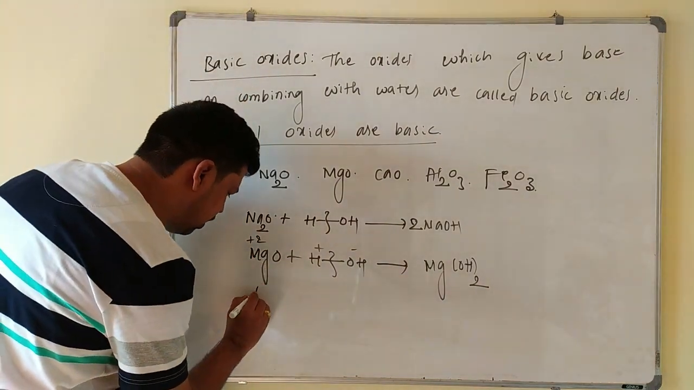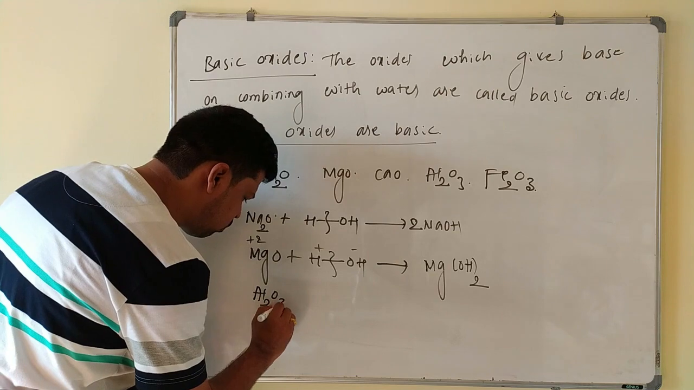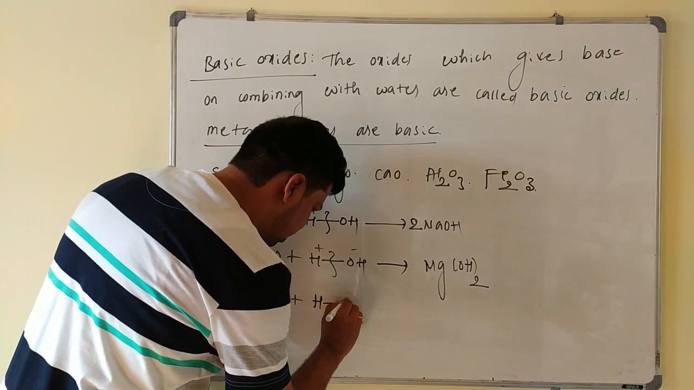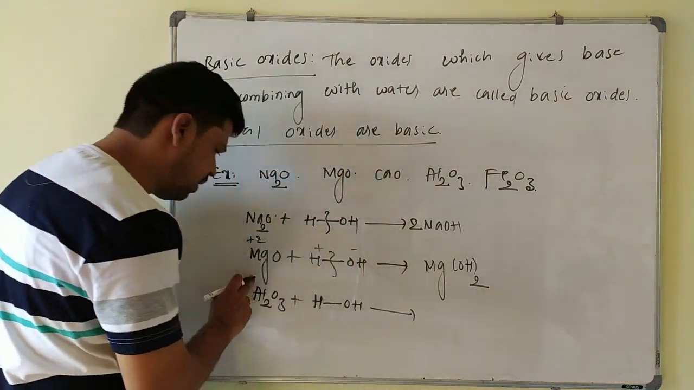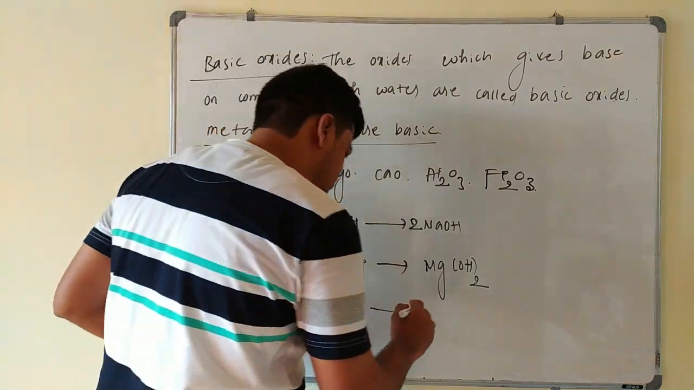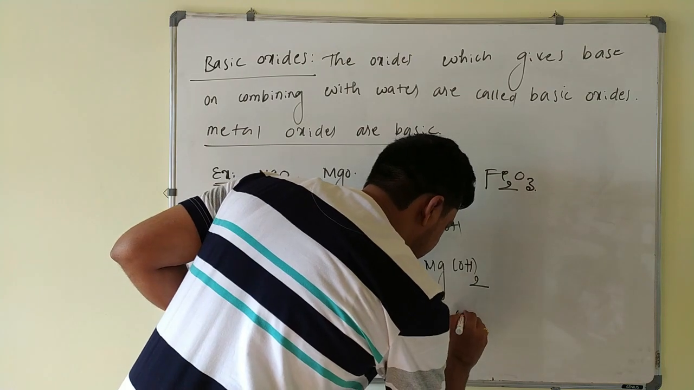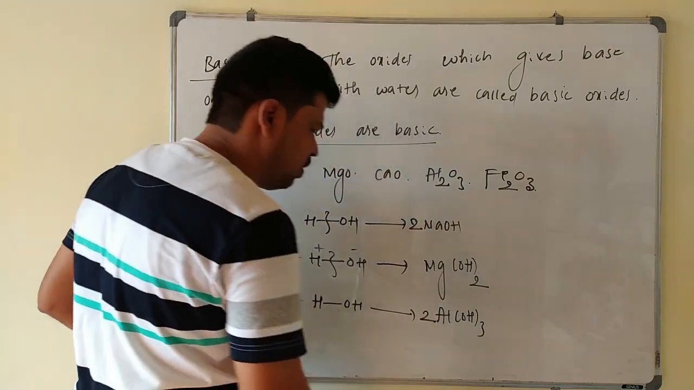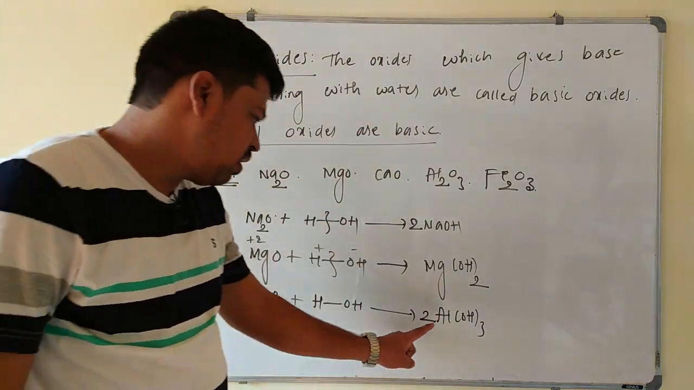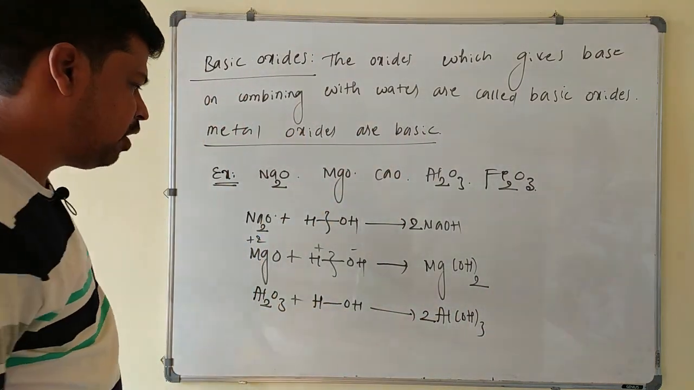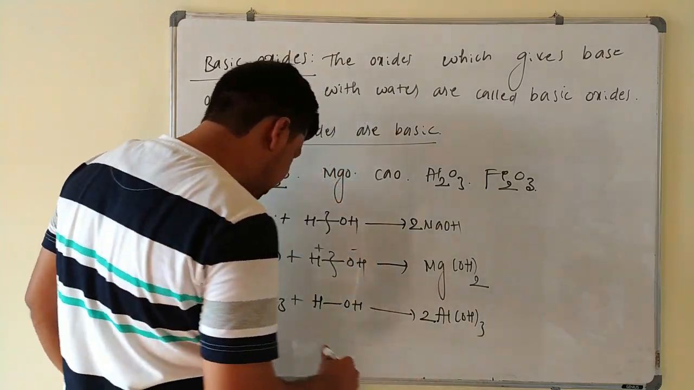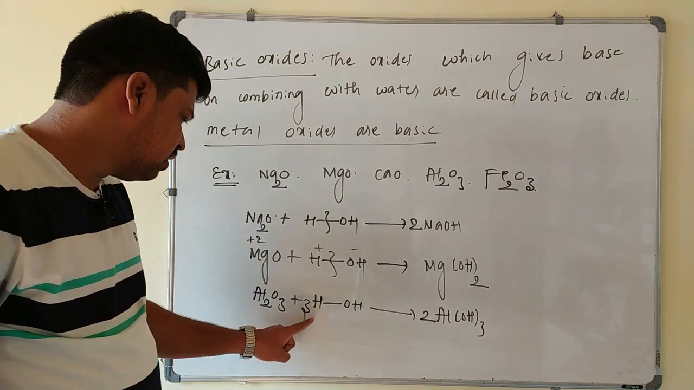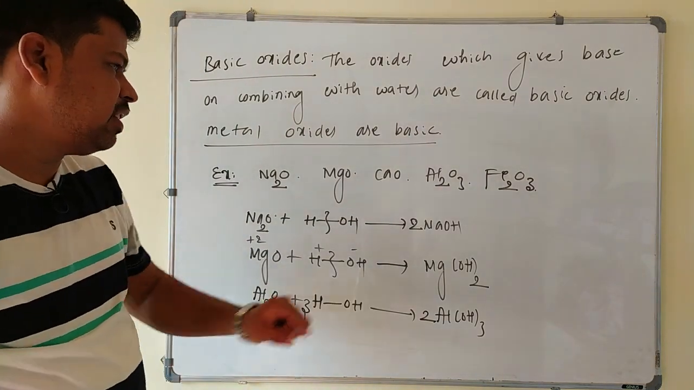You can take aluminum also, Al2O3. This on treating with water, HOH. So aluminum reacts with OH minus. So it will be aluminum hydroxide, Al(OH)3. 2 aluminums are there, you take 2 times of Al(OH)3 here. So how many oxygen total here? 6 oxygen must be there. So here you have to take 3 moles of water, that you will get 3 OH here and 3 OH here, you will get 6 OH.